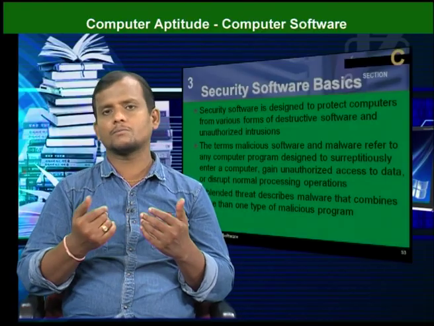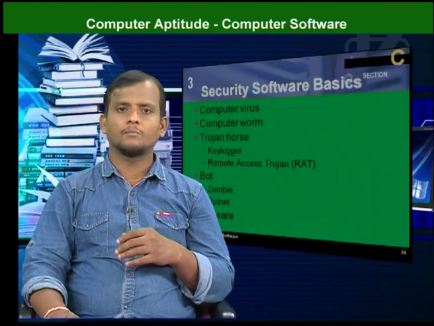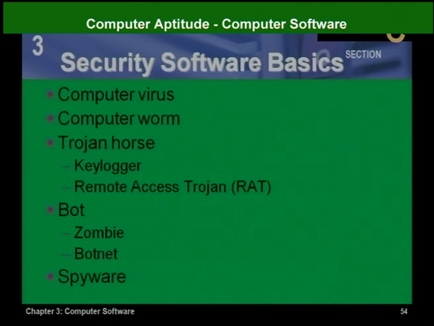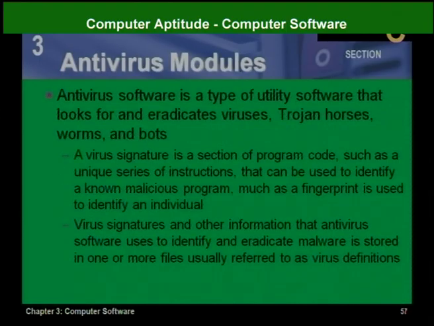Similarly, we have some security steps to protect our software or our system. A few threats are computer viruses, computer worms, Trojan horses, bots and spyware. Now on to security software. Antivirus modules: antivirus software is a type of utility software that looks for and eradicates viruses, Trojan horses, worms and bots.